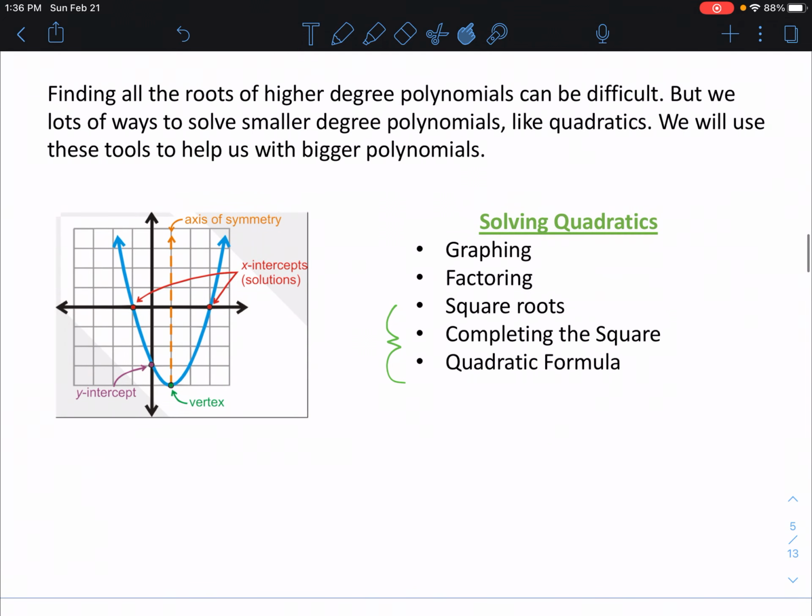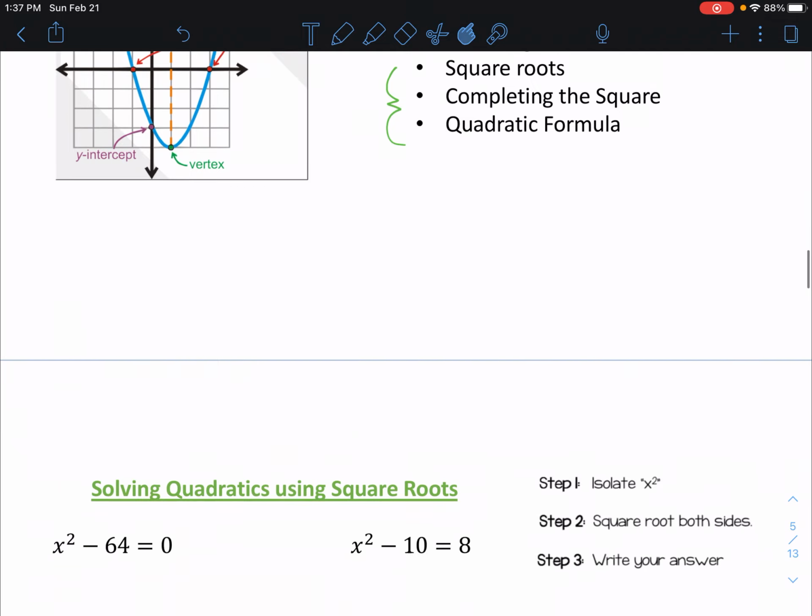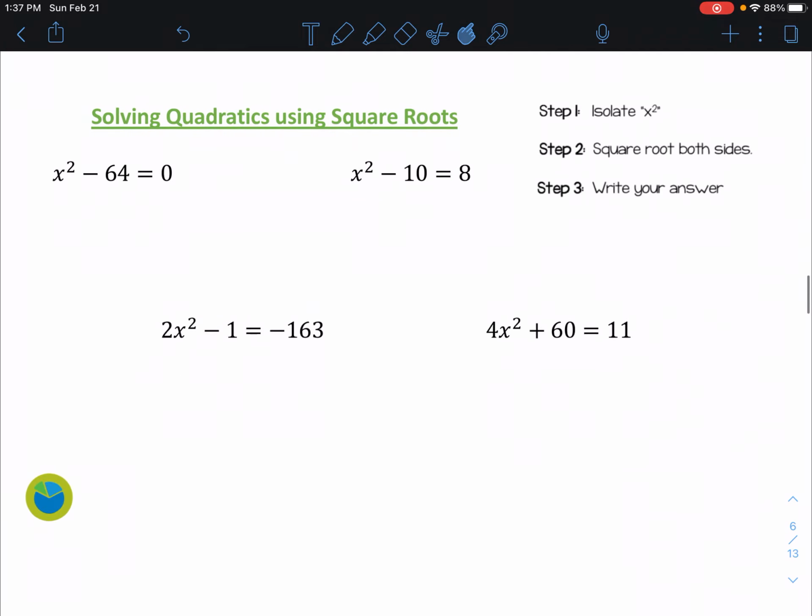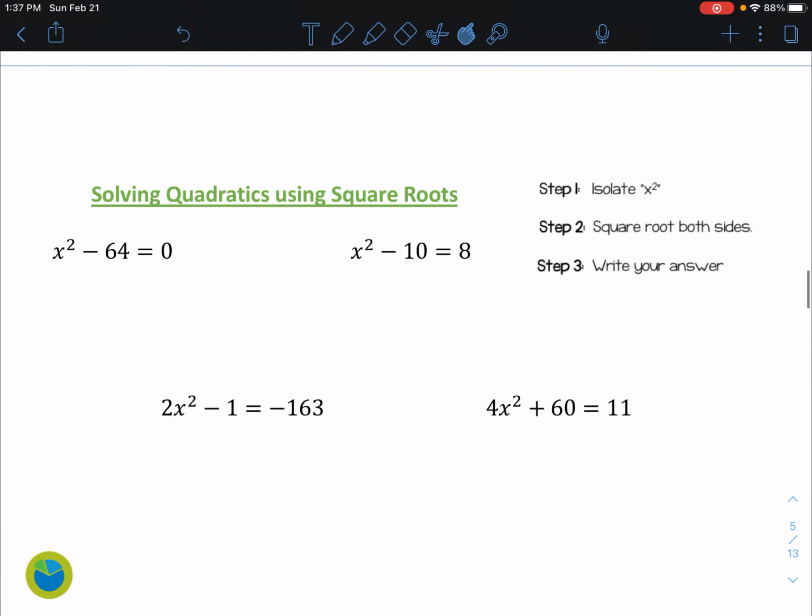And remember, we're trying to find these if they're real. Sometimes they won't be real though. Okay, now solving quadratics using square roots. This is great, but it only works for certain cases. One thing to keep in mind, this only works when there is no bx term. If that's the case, then try this, okay?